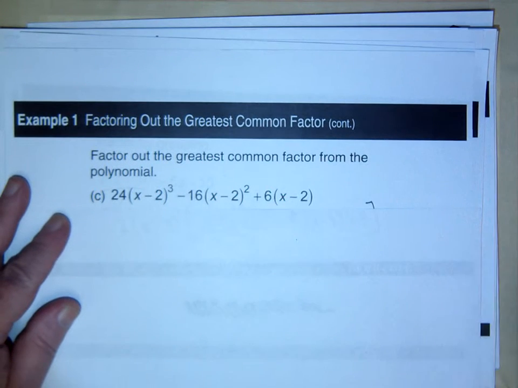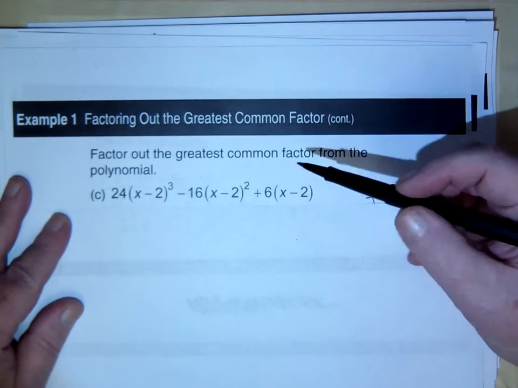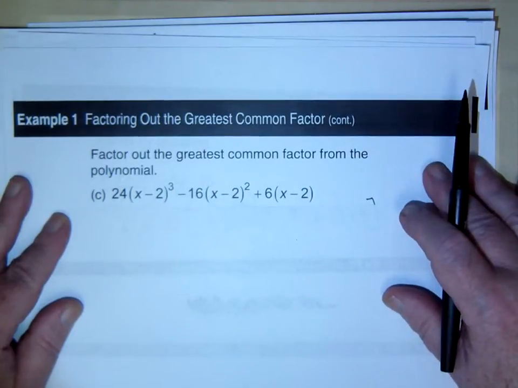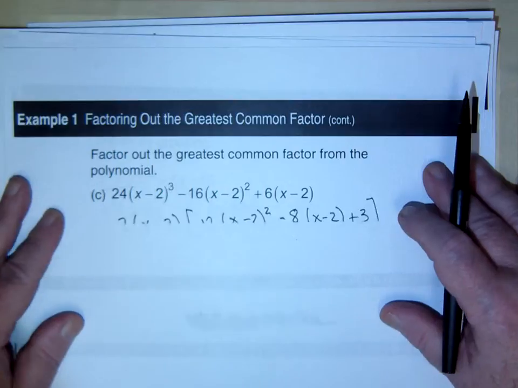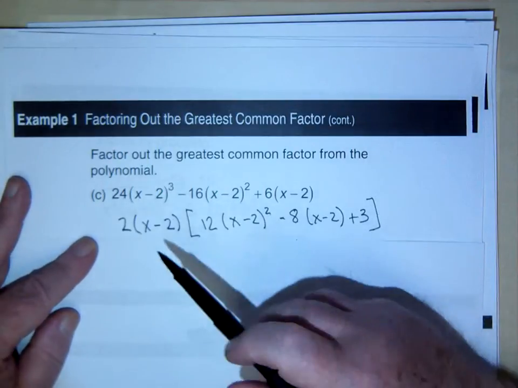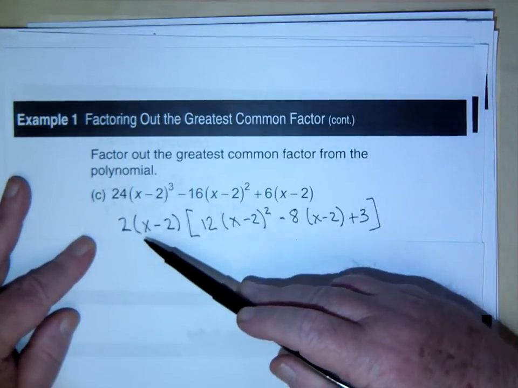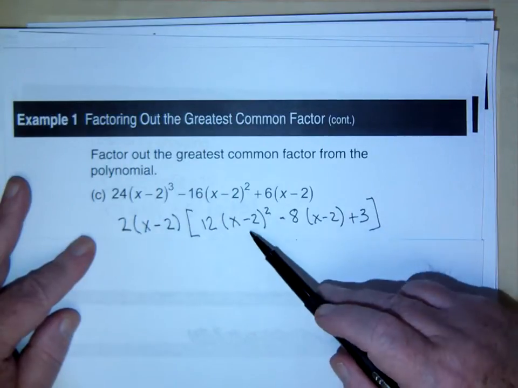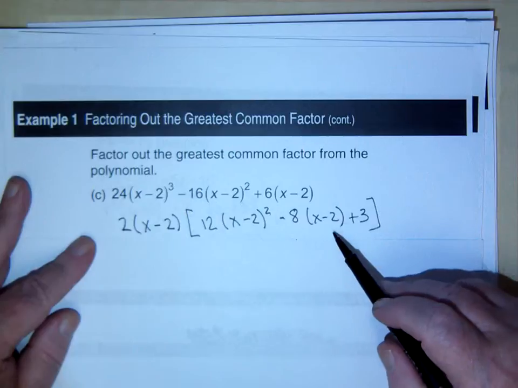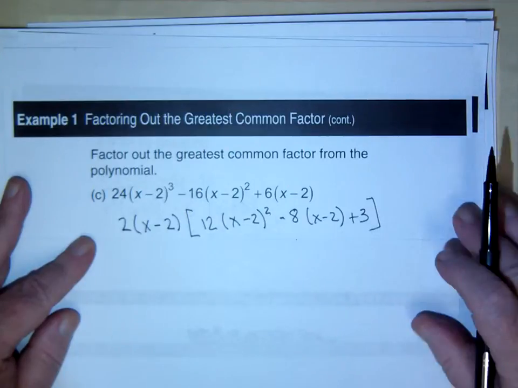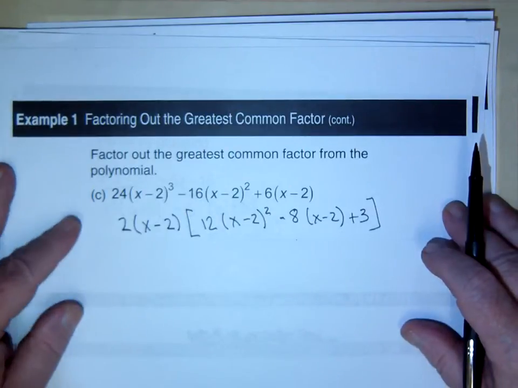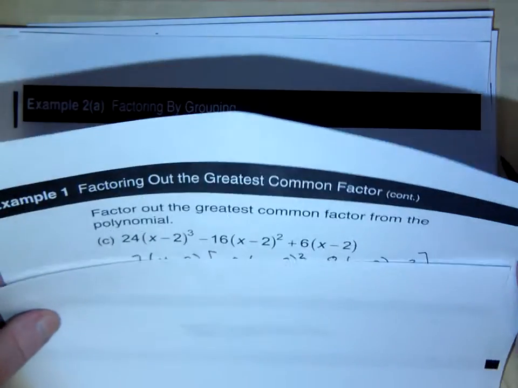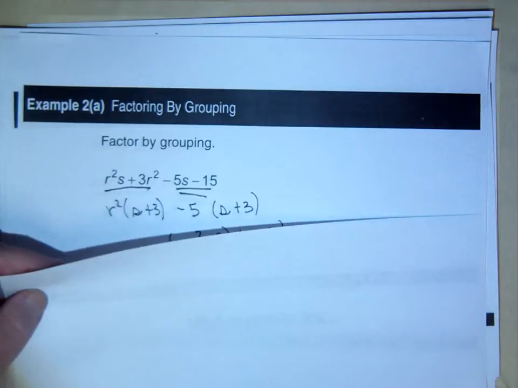Sometimes the common factor contains, like this one does, a binomial itself. Each term has a factor of x minus 2 in addition to having a factor of 2. So if I pull out 2(x minus 2), I'm left with this expression, (x minus 2) squared and (x minus 2), and then just a 3 as the last term in the second factor.